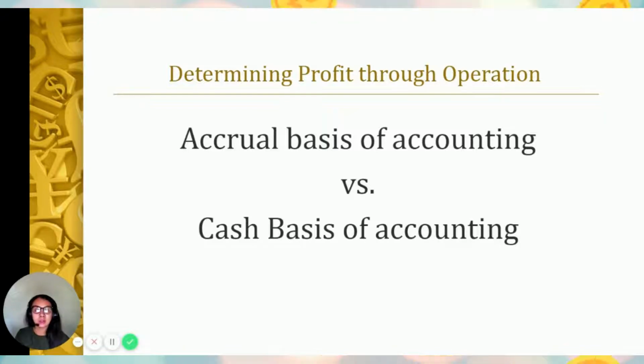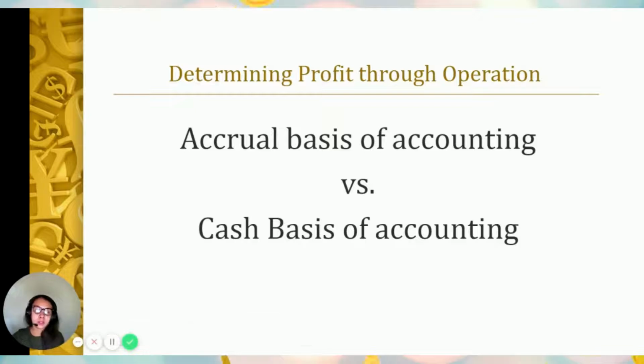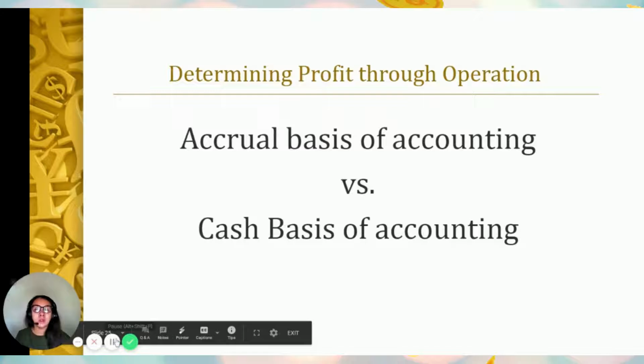That means that once you have received, say for example, the telephone bill worth 1,000, even if you don't pay for that on that same day you receive the bill, that should be recorded as an expense. Whether you pay it or not, it should be recorded as an expense when incurred. On the contrary, cash basis of accounting, just like what the word suggests, cash basis. So you recognize revenue when you receive the cash, and you recognize expense when you give out the cash to pay for the expense. So let's take a look at some transactions.